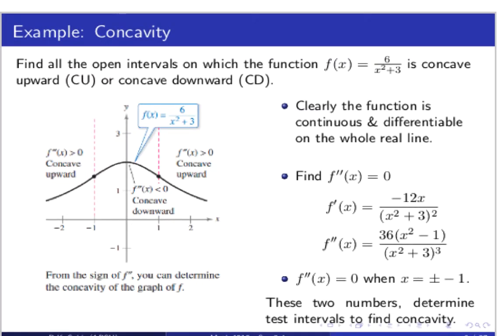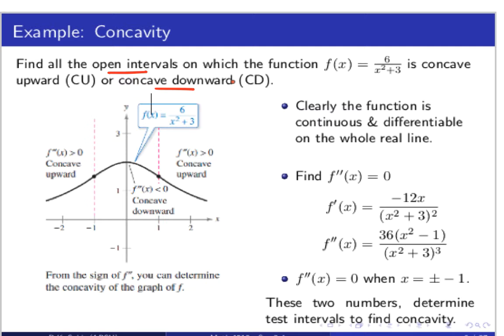In the first example, we have a function given by 6 over x squared plus 3, and we would like to find the open intervals where the function is concave up or concave down. So I'm using CU or CD. Okay, guys, don't confuse it with the certificate of deposit. This is concave downward. Not the bank kind of CD I'm talking about here.